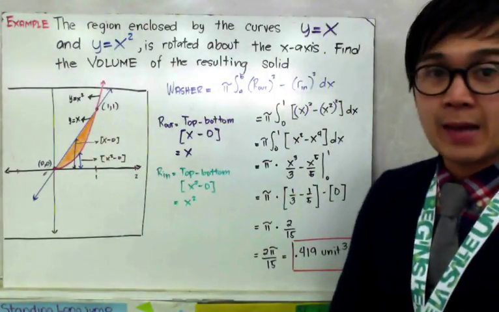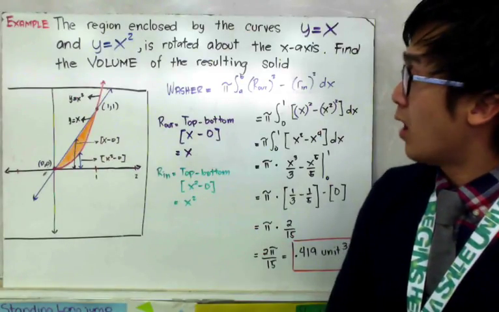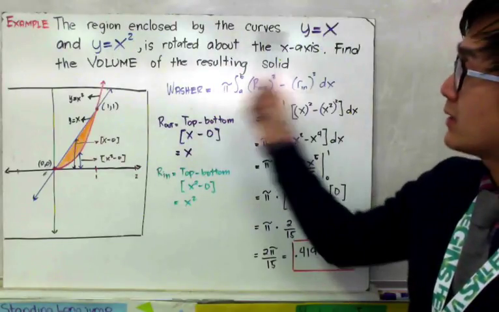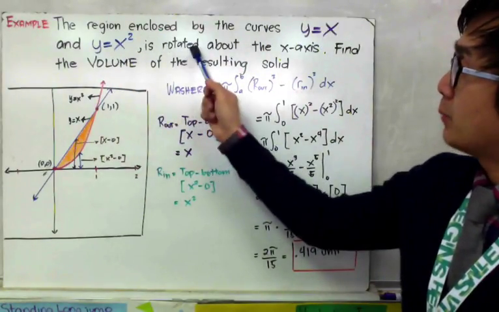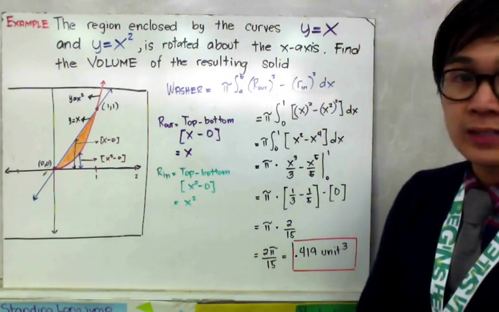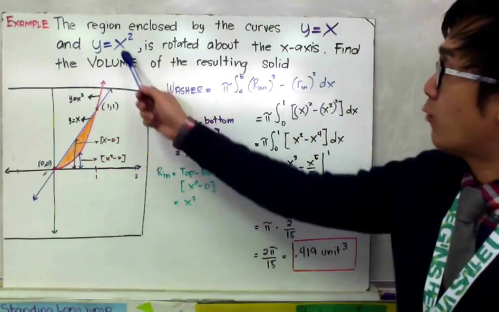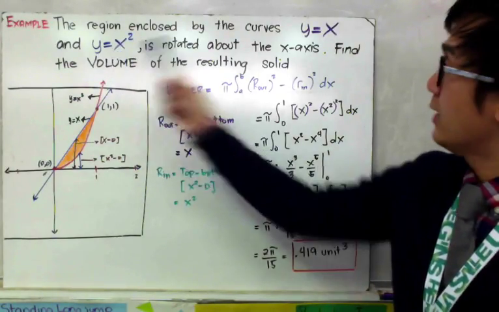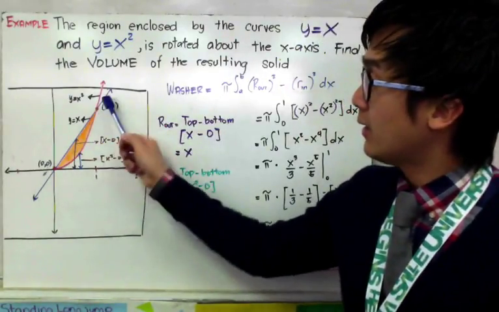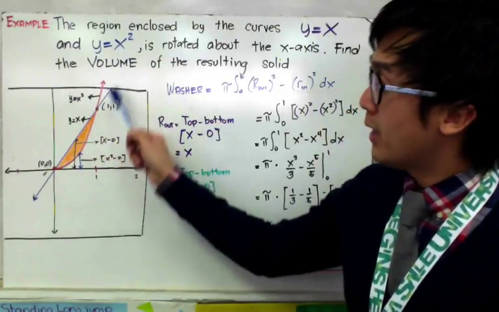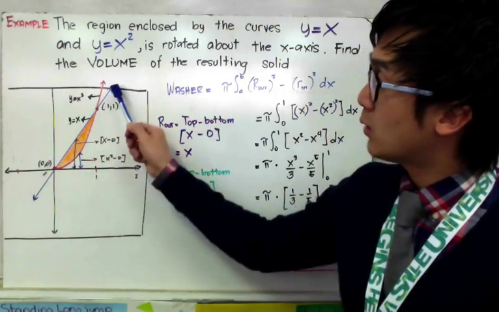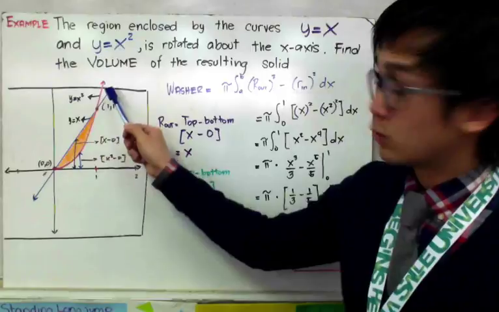So for our first example, we're going to compute for the volume of this solid using the region enclosed by the curves y is equal to x and y is equal to x squared being rotated about the x-axis. Now the first thing that we need to do is to visualize the graph of our two functions. So we have y is equal to x squared, which is a parabola, and y is equal to x, which is a line. So this is our figure giving us a line and a parabola going up. And the area that we are considering will be in between the function y is equal to x and y is equal to x squared.